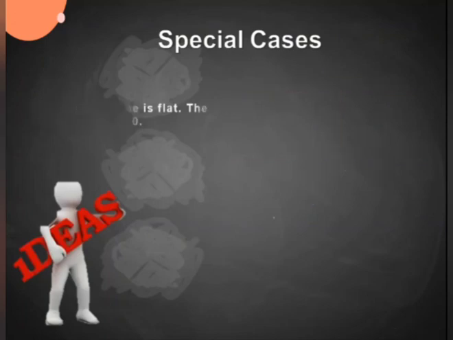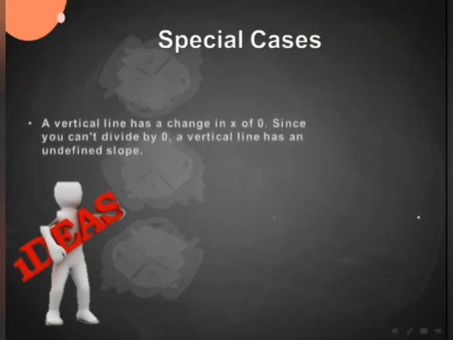And the vertical line has a change in x equal to 0. Since you can't divide by 0, the vertical line has an undefined slope. In the sketch, we have a vertical line and we don't have any change in x, but we have a change in y, so the denominator is equal to 0, so the ratio is undefined. So the vertical line doesn't have any slope, and that is an undefined slope.